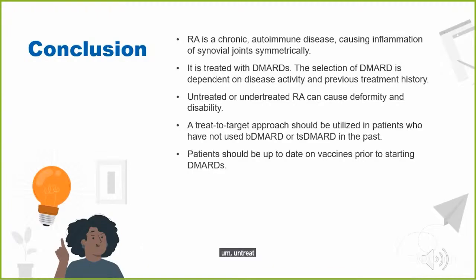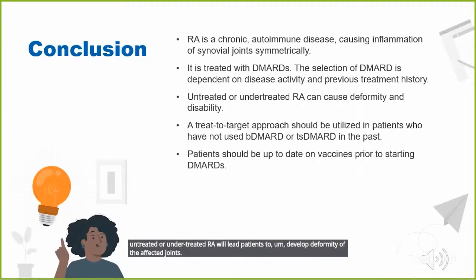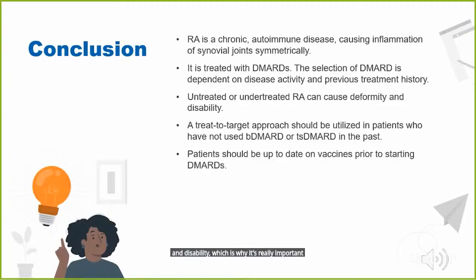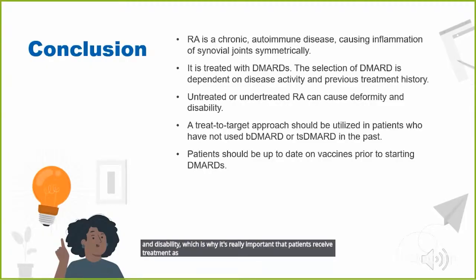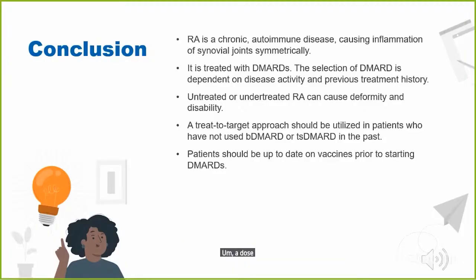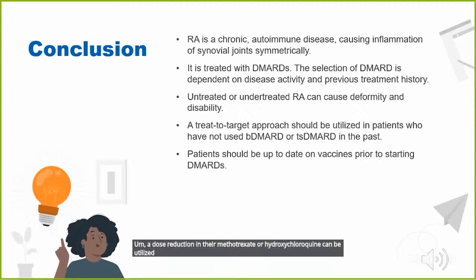Untreated or undertreated RA will lead patients to develop deformity of the affected joints and disability, which is why it's really important that patients receive treatment as soon as they're diagnosed. And for patients that are biologic or TS-DMARD naive, a treat-to-target approach can be utilized. A dose reduction in their methotrexate or hydroxychloroquine can be utilized as long as the patient remains at low disease activity or remission for at least 6 months.